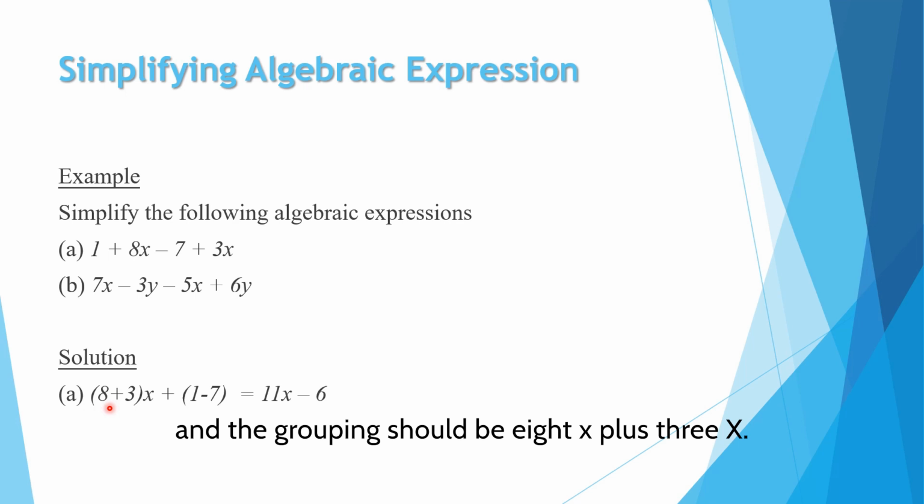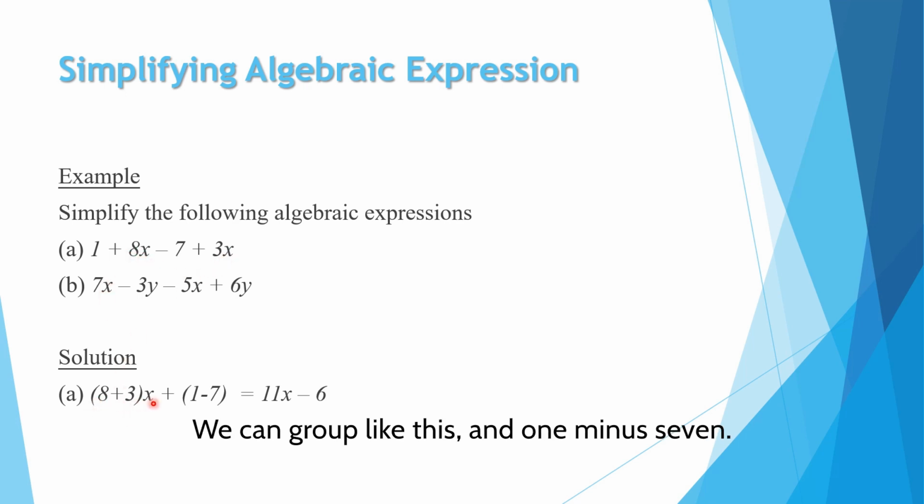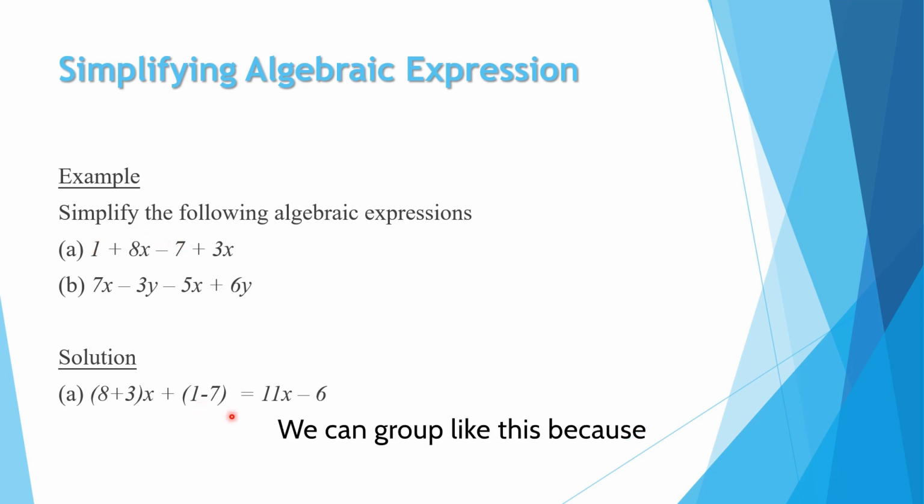And the grouping should be x plus 3x, we can group like this, and 1 minus 7 we can group like this, because both of them are like terms. Or we can even do it just mentally and write the final answer.